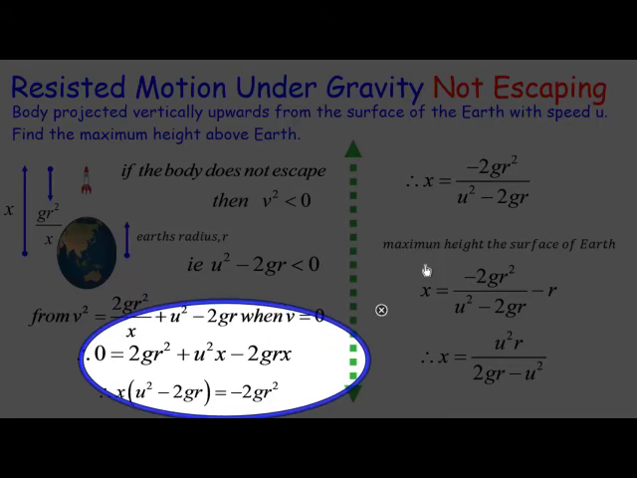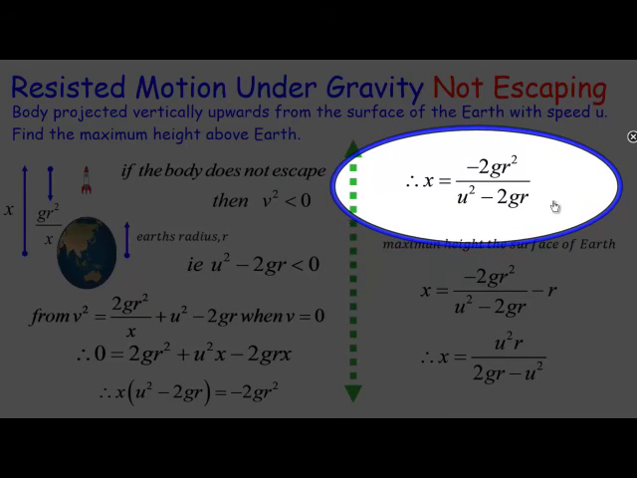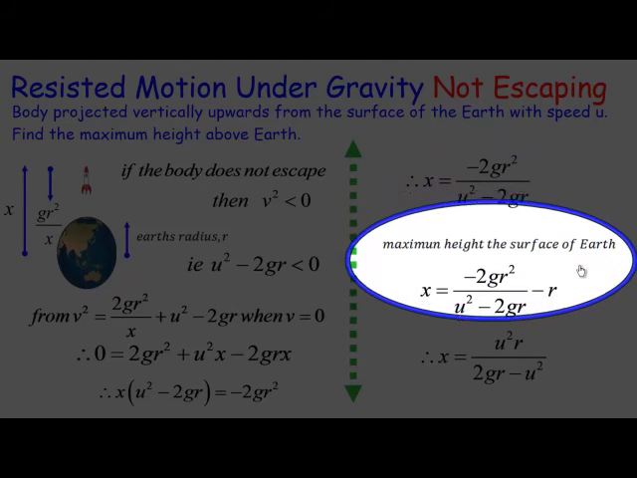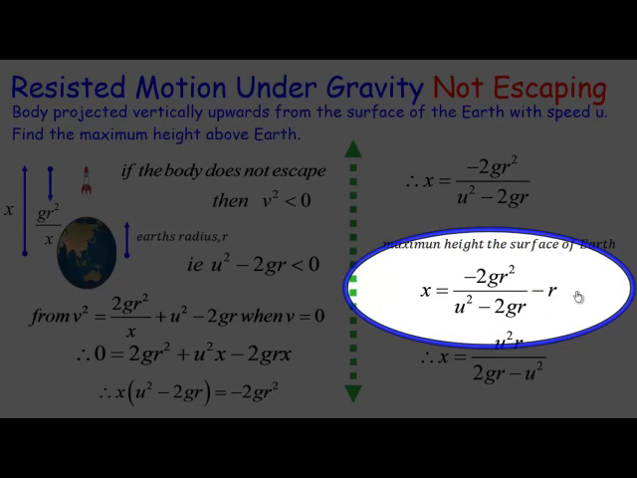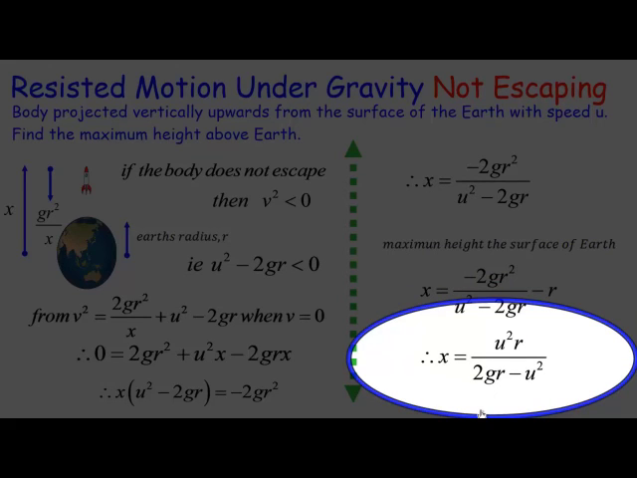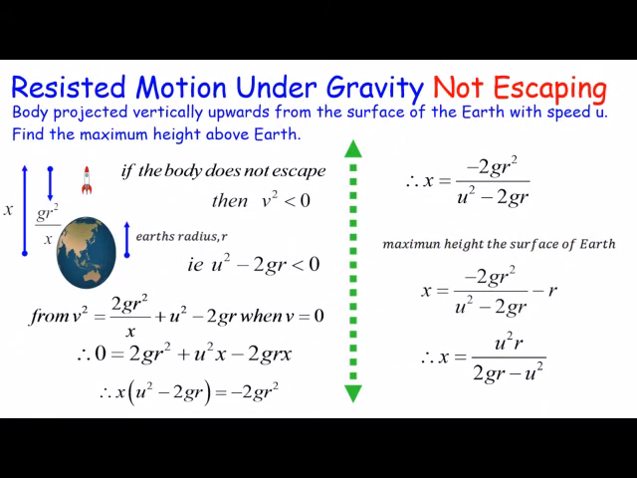If you equate that to 0 and make x the subject, you'll eventually get that x is equal to minus 2gR squared all over u squared minus 2gR. Now we can swap the signs around a bit. If we want to work out how far above the surface of the Earth we are, we just take off R from that x value, and eventually we get x equal to u squared R all over 2gR minus u squared. You can see the expression there. So that's the maximum height we'll attain at an initial velocity u.